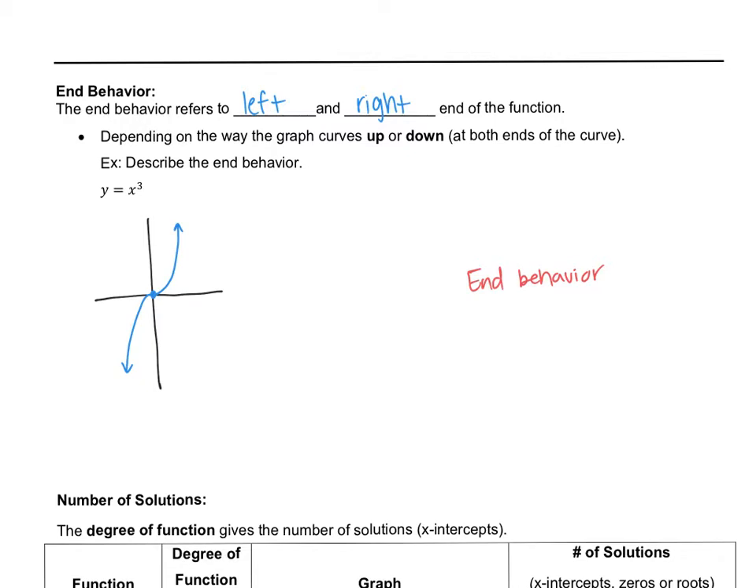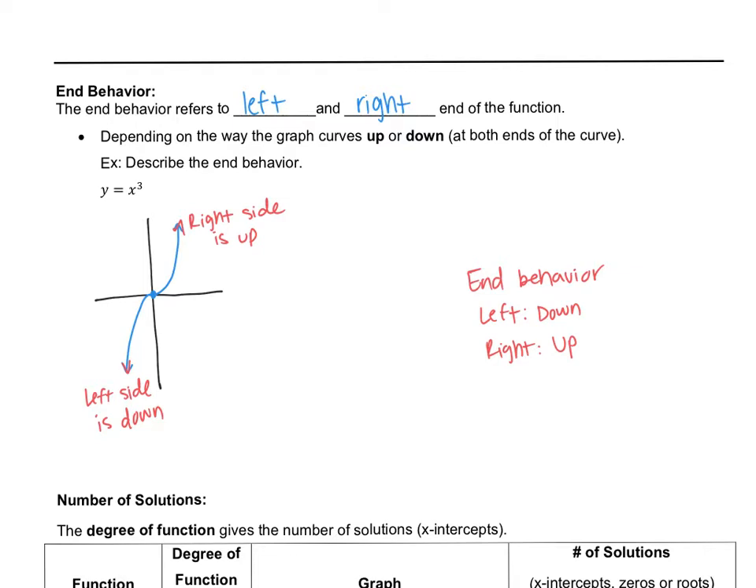Well, we can say that the right side here is pointing up, and then we can say that the left side here is pointing down, based off the arrows. End behavior is just this simple idea of which way it's pointing. On the left side, it's pointing down, and on the right side, it's pointing up. That's it. Whenever you're asked what the end behavior is, just look at the left side and the right side and tell me which way it's pointing.